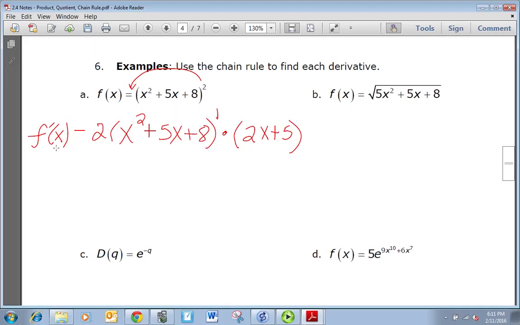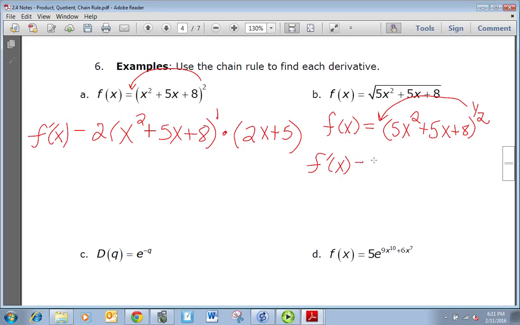B, f of x equals the square root of 5x squared plus 5x plus 8. Let's make it derivative friendly first. Let's take all of that, the 5x squared plus 5x plus 8, and write that all to the 1/2 power. Again, the 1/2 comes down in front, so f prime of x is equal to 1/2 times the inside to the negative 1/2, and that gets multiplied by the derivative of the inside, which is 10x plus 5.